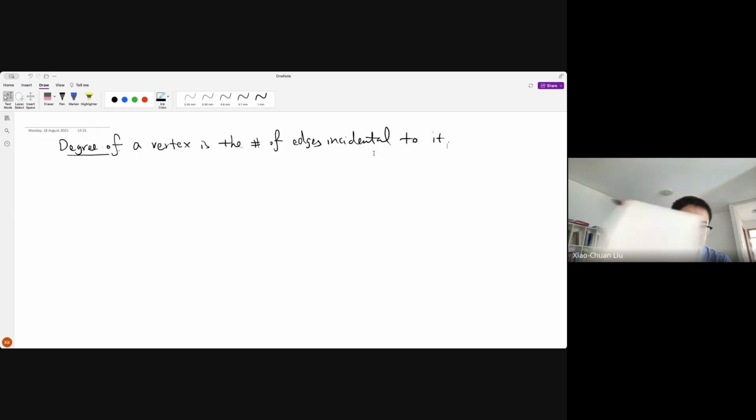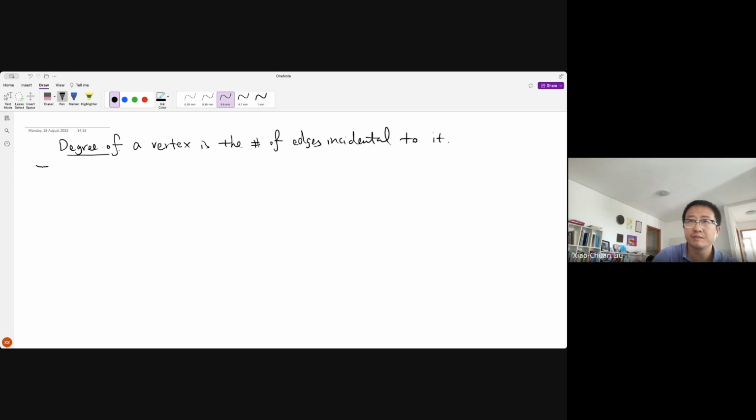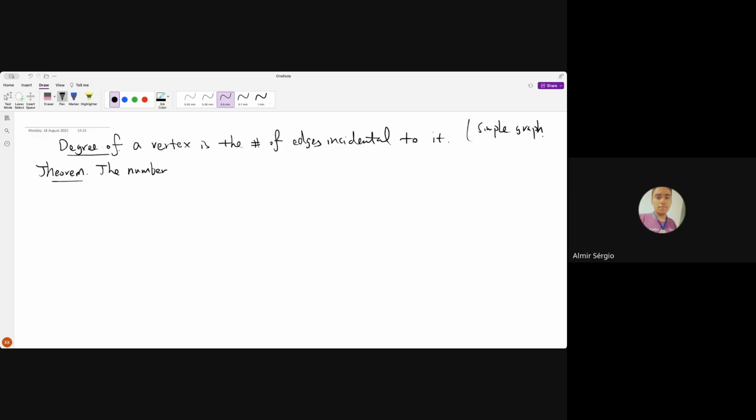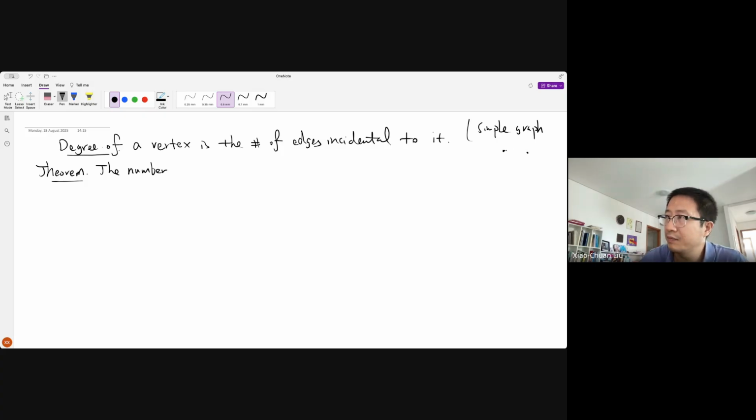So let's start with a theorem, which is not so hard but very important. Theorem. We are always working in a simple graph. So what is a simple graph? Meaning that for any two vertices, you don't see a double edge or triple edge or multiple edges. No multiple edges. So it's simple. Either you have an edge or you don't have an edge.